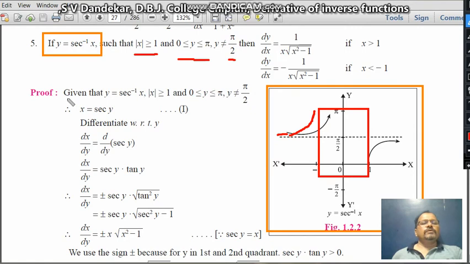Now let us move to the proof. y equal to sec inverse x. For this domain and for this range, the function is invertible. So after inversion, we get x is equal to sec y. Differentiate it with respect to y, we get derivative of sec y as sec y into tan y. But tan y is under root tan square y, that is under root sec square y minus 1, that is x under root x square minus 1 we get. Certainly it is plus or minus.